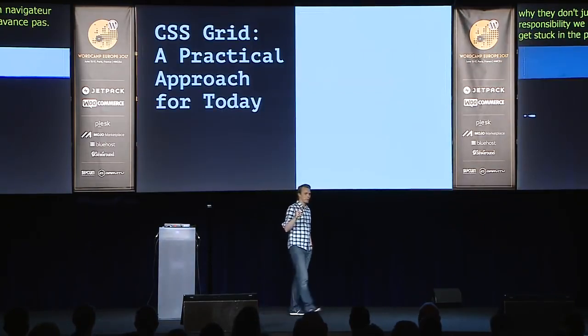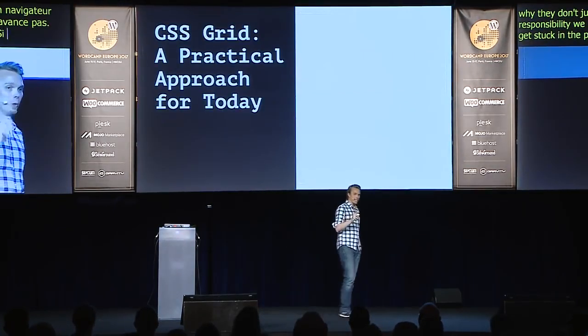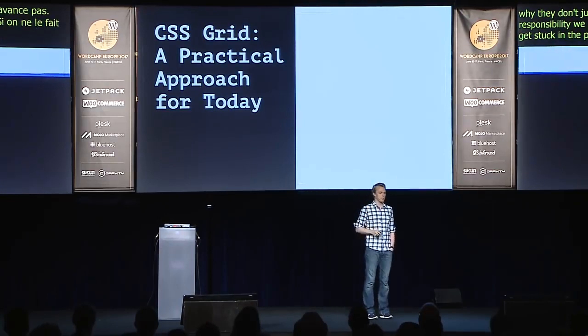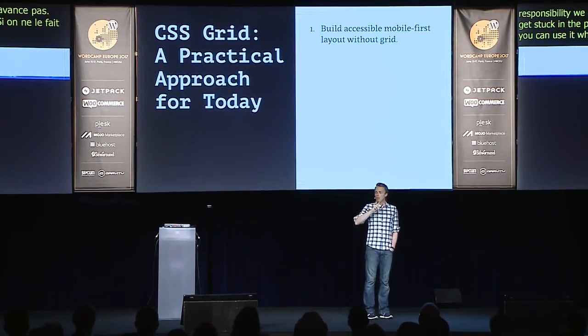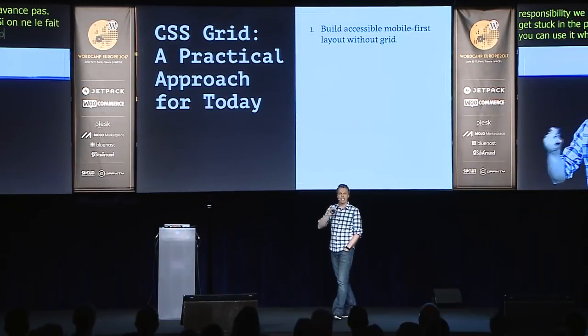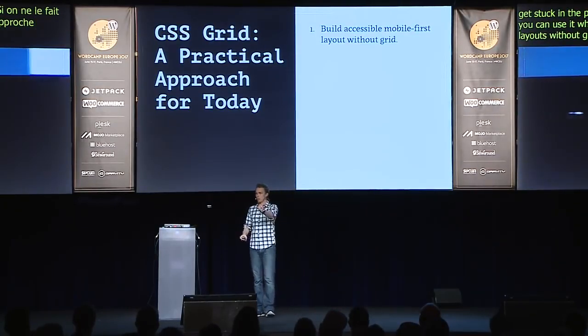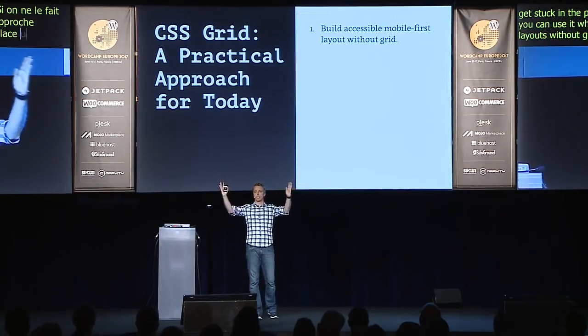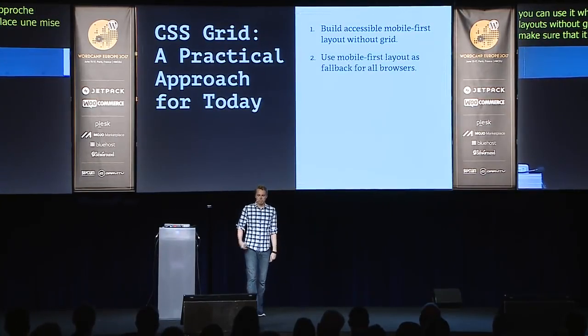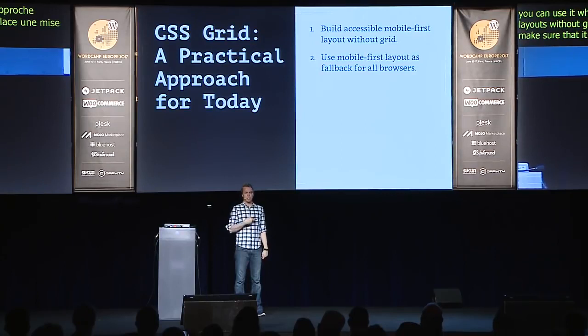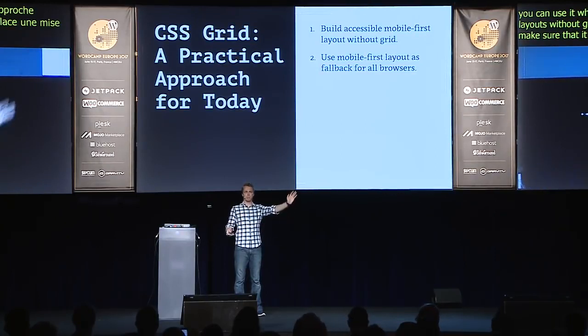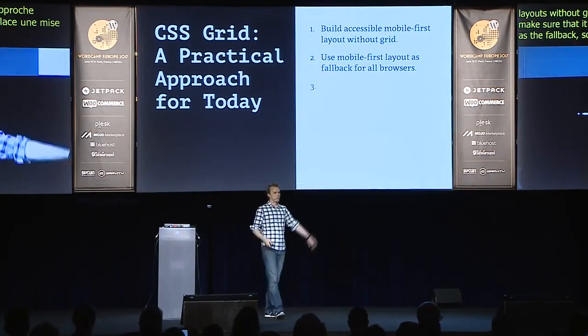So, practical approach to CSS Grid right now, so you can use it when you walk out of this room. First, build accessible mobile-first layouts without grid. That is your baseline. So make it work on your mobile phone. Make sure that it still works when it's on a wide screen. Then, use that mobile-first layout as the fallback. So if everything goes to hell, mobile-first works.